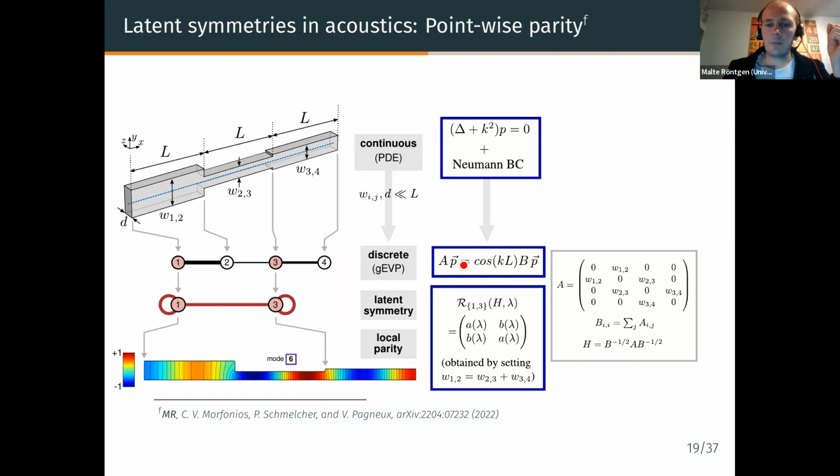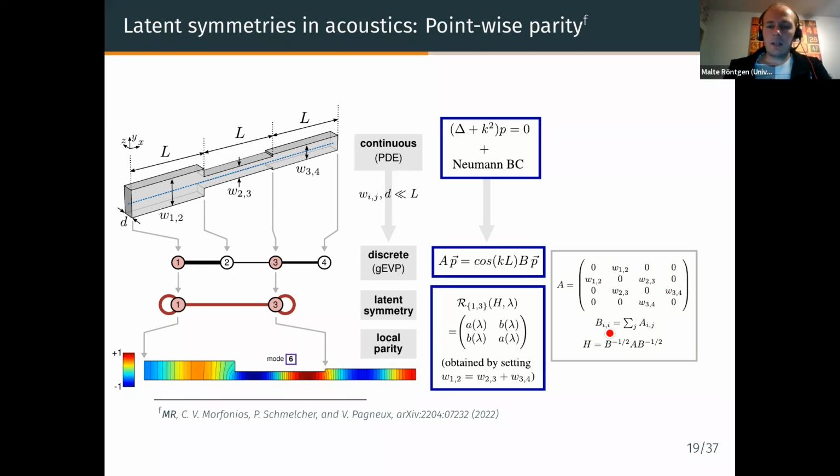Now the matrices A and B are as follows. A is what I would call a topology matrix. So matrix element a_ij is equal to the width of a waveguide between endpoints i and j. As you can see here, between the first 2 points there's a waveguide with width w12, and this is exactly what you see here. So it's a tridiagonal matrix in this simple case.